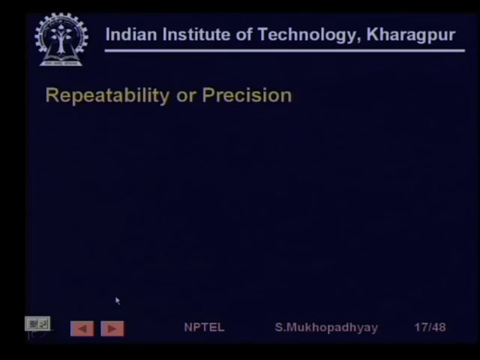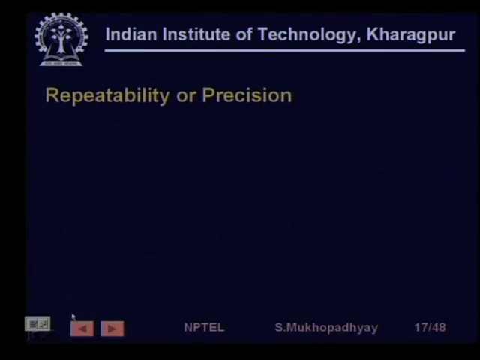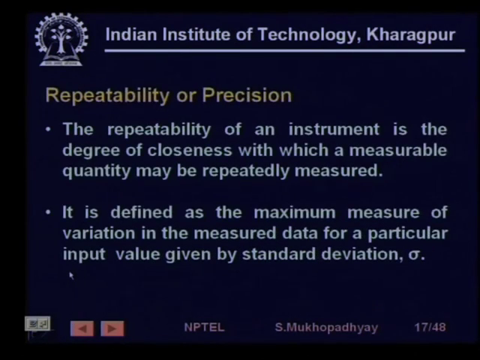Similarly, we are also interested in what is called repeatability or precision, in the sense that we don't want that today we make a measurement of the temperature of boiling water, and it gives me some reading, and tomorrow when I take it, the reading should be nearly the same. It may not be exactly the same, but it should be nearly the same. If you take multiple readings and they are very close, then the instrument is said to be repeatable or precise. Repeatability of an instrument is the degree of closeness with which a measurable quantity may be repeatedly measured.